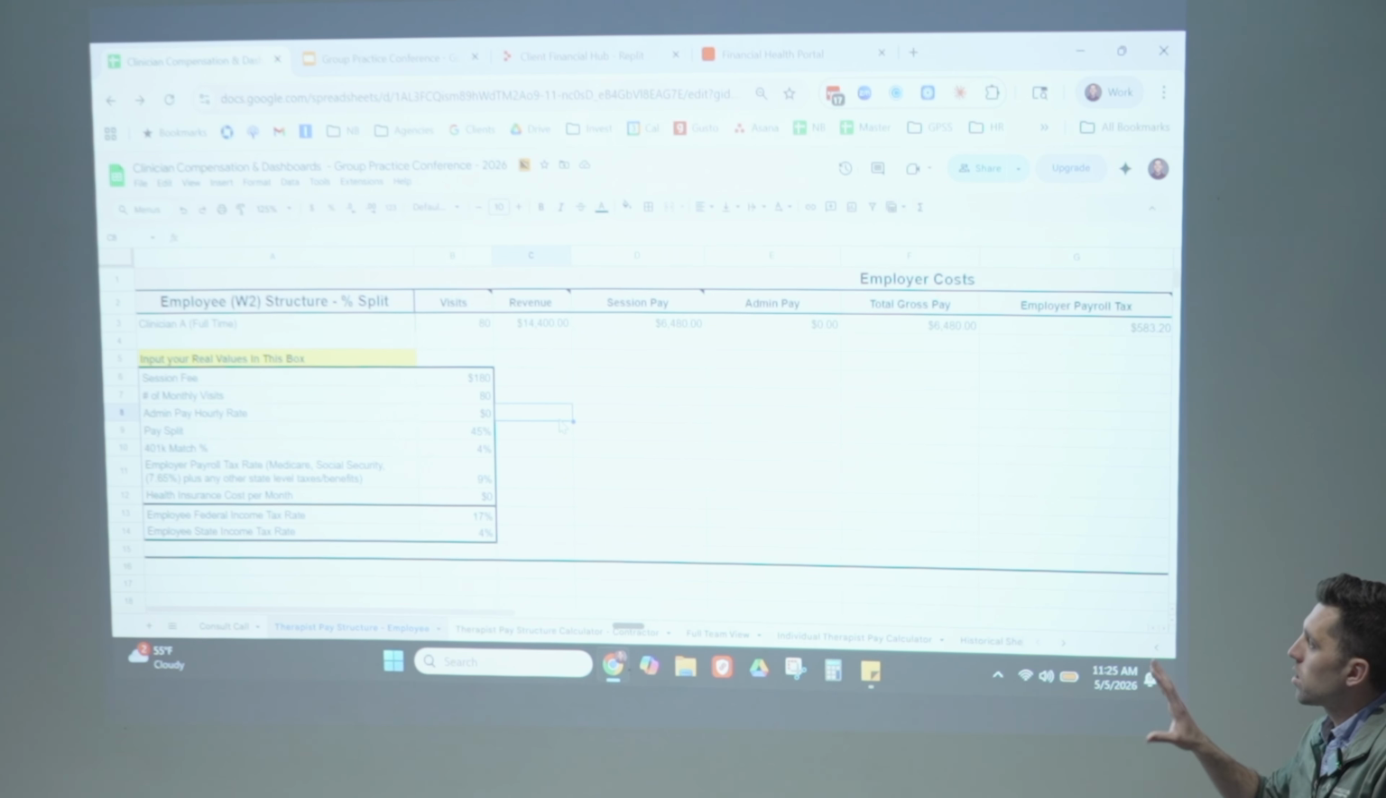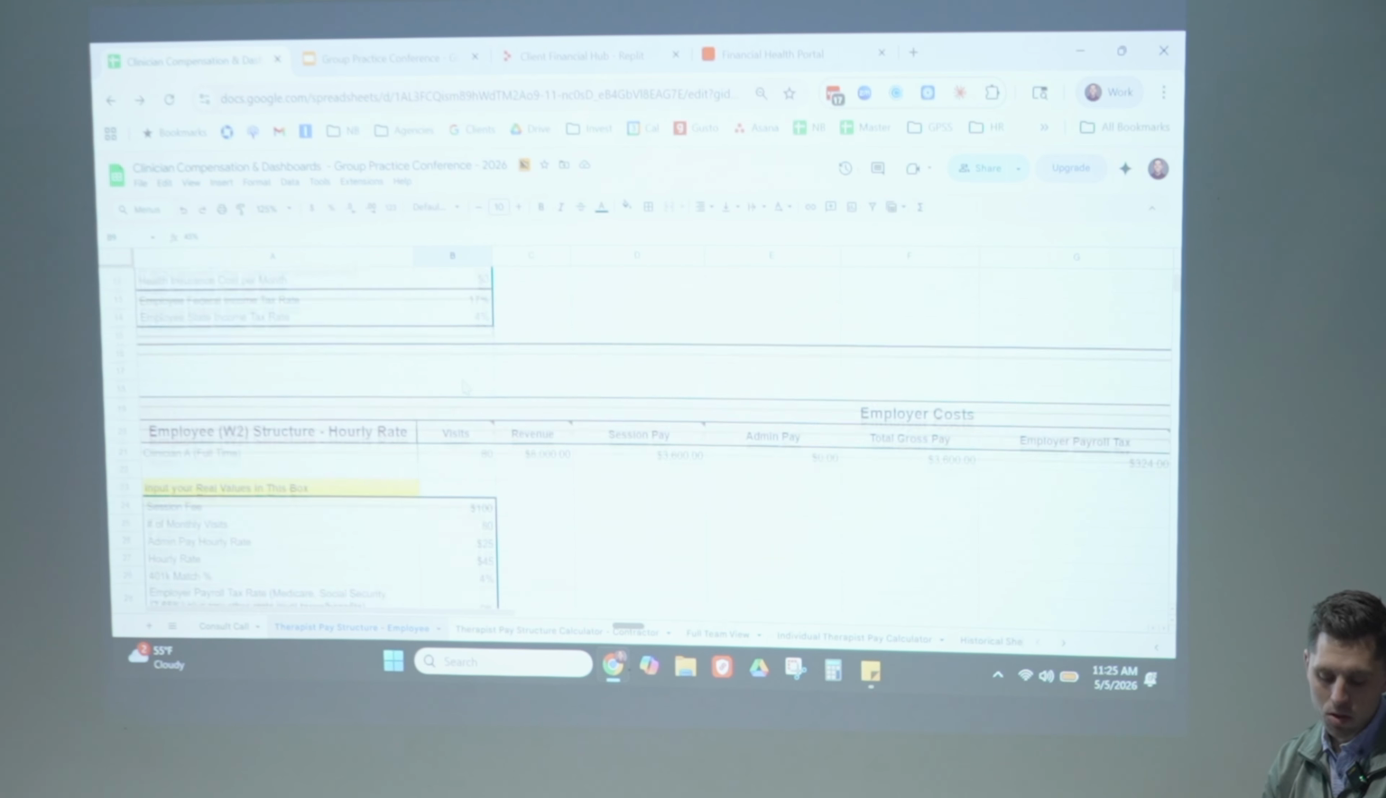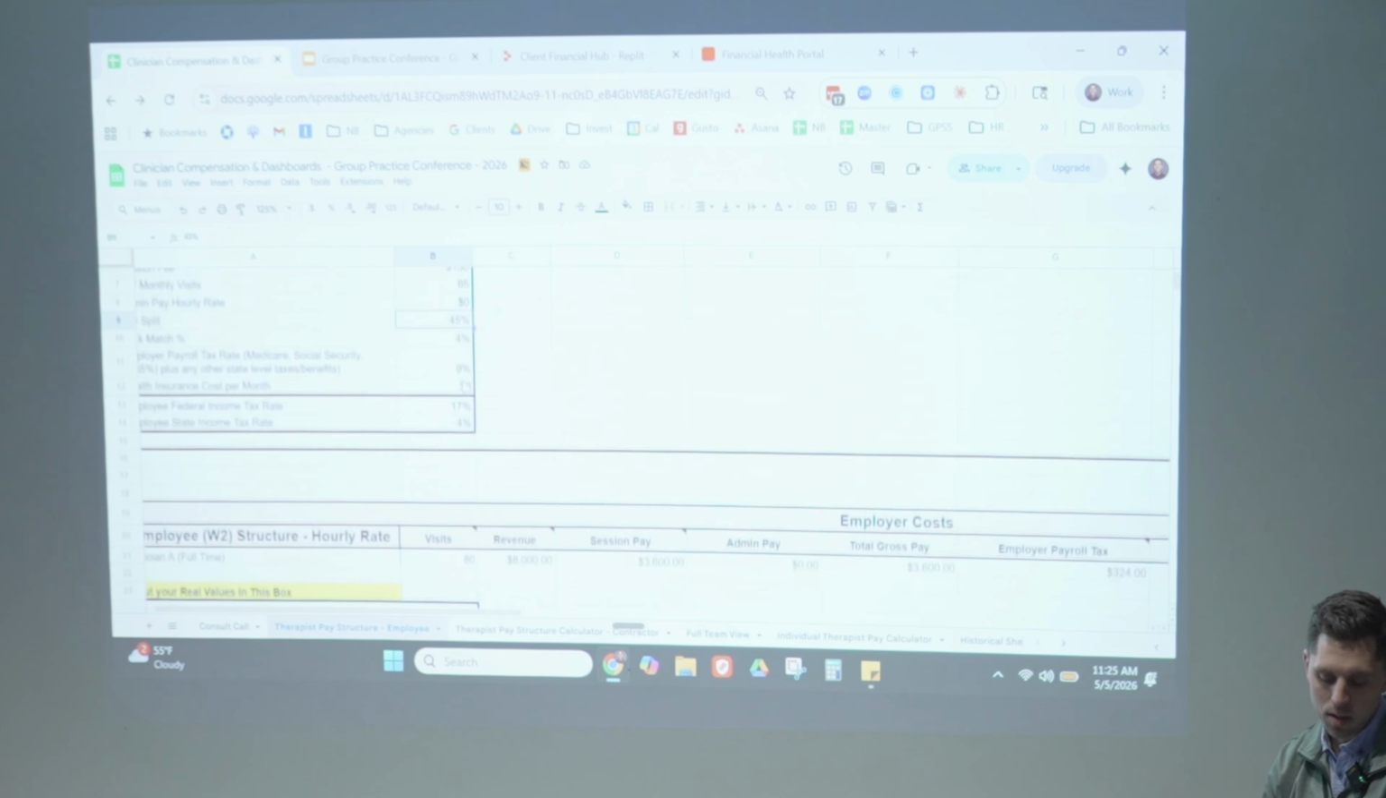So let's talk through what it does. Again, the point of this is to figure out your team's profitability by clinician, okay? So this big box here, we're going to put in all the inputs that matter for your team. You can see we have session rate here. If you're thinking about a certain clinician, they get $150 a session. We're going to pop that in. How many visits are they doing per month? Do they have admin pay? What's their pay split, if you're on a percentage? And then there's an hourly version down here. So if you have an hourly rate instead, you can put that in there.